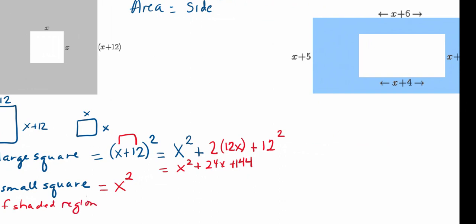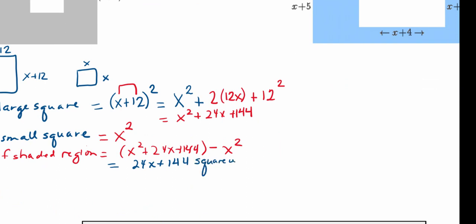So the area of the shaded region, what I'm calling the square donut, is going to be given by the area of the large square minus the area of the small square, because that's the hole. And so notice the x squared terms are going to give us 0. And so then we're going to have 24x plus 144. And these are square units because area is always in square units, and they didn't tell us in this particular problem whether these were representing feet or yards or inches or meters. So we write that the area of the shaded region is 24x plus 144 square units.